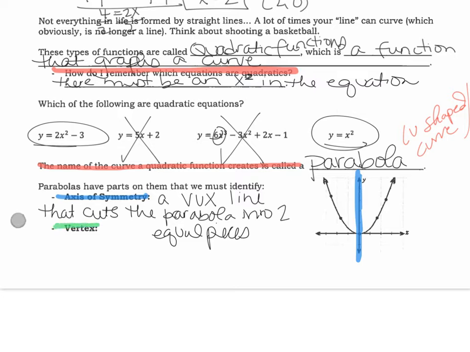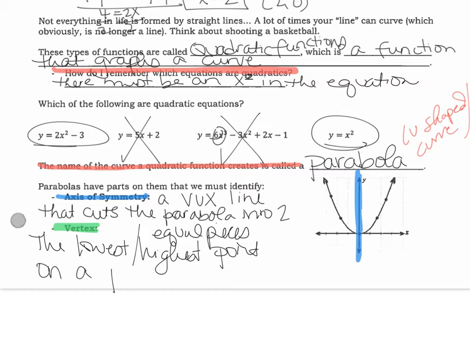The next vocabulary word is called vertex. The word vertex, it is the lowest or highest point on a parabola. I'm going to be very mature about this. A vertex is the lowest or highest point. I call the parabola the butt. The butt of my parabola is right here.